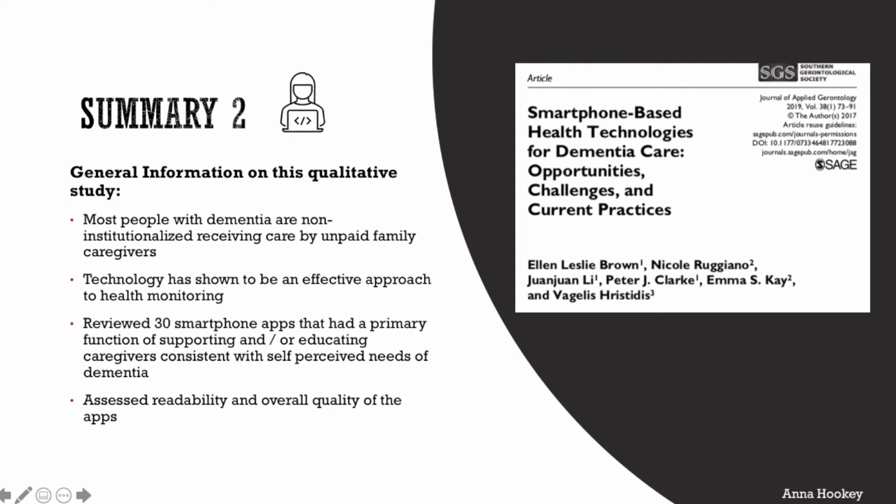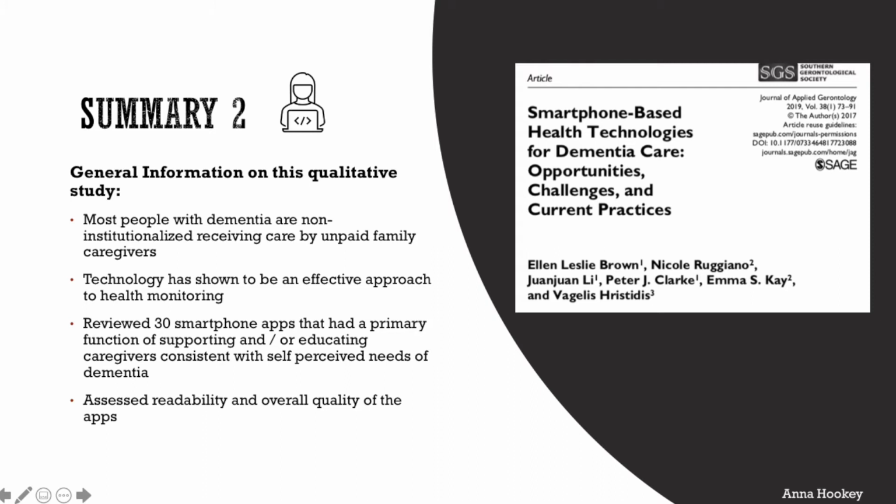Technology is shown to reduce the caregiver strain, however, there is limited accessibility due to the lack of available resources, no education on how to use the technology, and language barriers. This study reviewed 30 smartphone apps that had a primary function of supporting and/or educating caregivers, consistent with self-perceived needs of dementia.